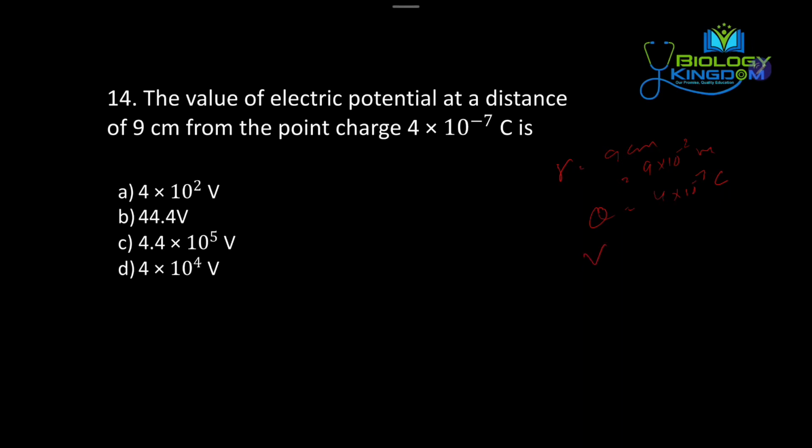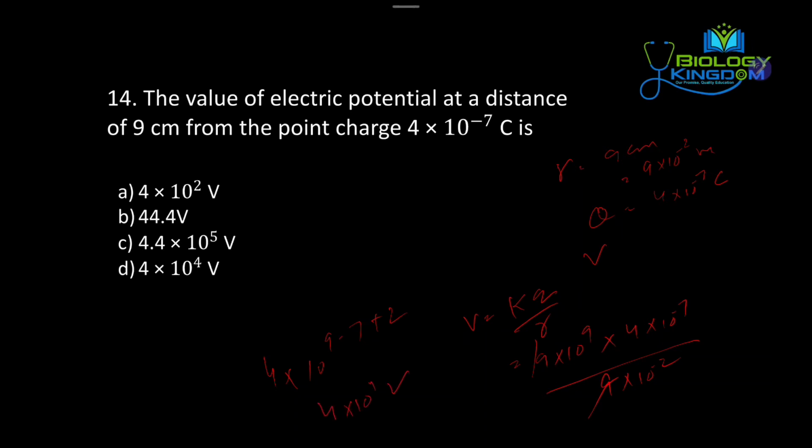Now we have to find the value of potential. What is the formula? The formula of potential is kq by r. The value of k is 9 into 10 raised to the power 9, and the value of q is 4 into 10 raised to the power minus 7, divided by 9 into 10 raised to the power minus 2. The 9 will get cancelled, and the remaining is 4 into, if we add the powers here, 10 raised to the power 4 volt.